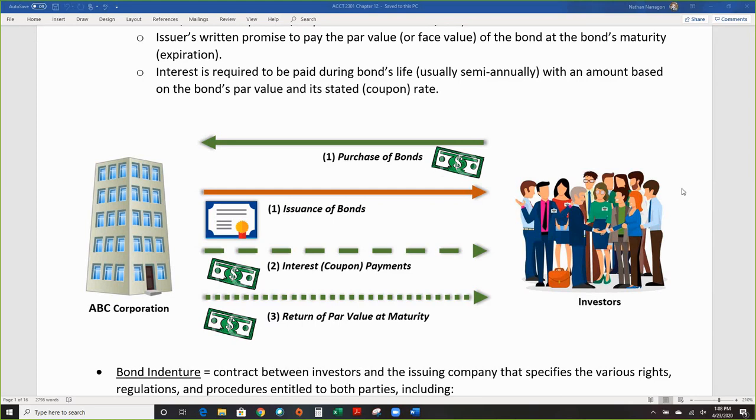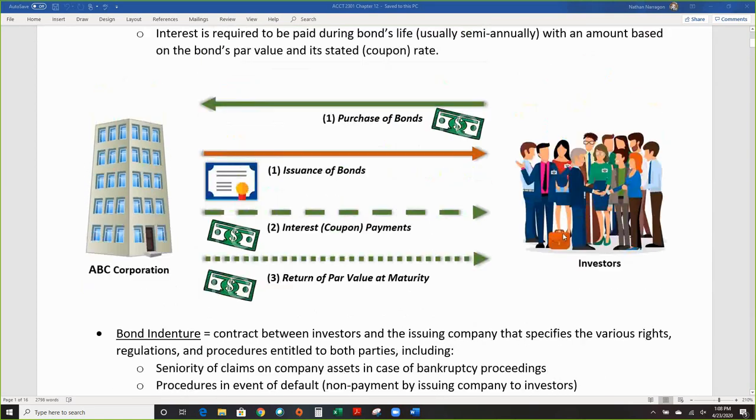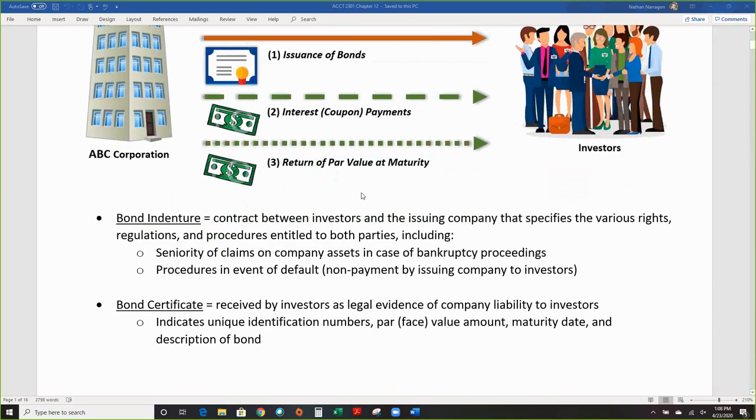Now, when we look at these, again, the corporation, besides paying these, is going to issue you a nice little certificate, we can say. And that's actually the bond certificate, and I'll show you an example of what that has. But there's also a bond indenture that typically comes with it. And this is our contract with the company. And these are always going to specify all sorts of rights, regulations, and procedures that are tied to both parties.